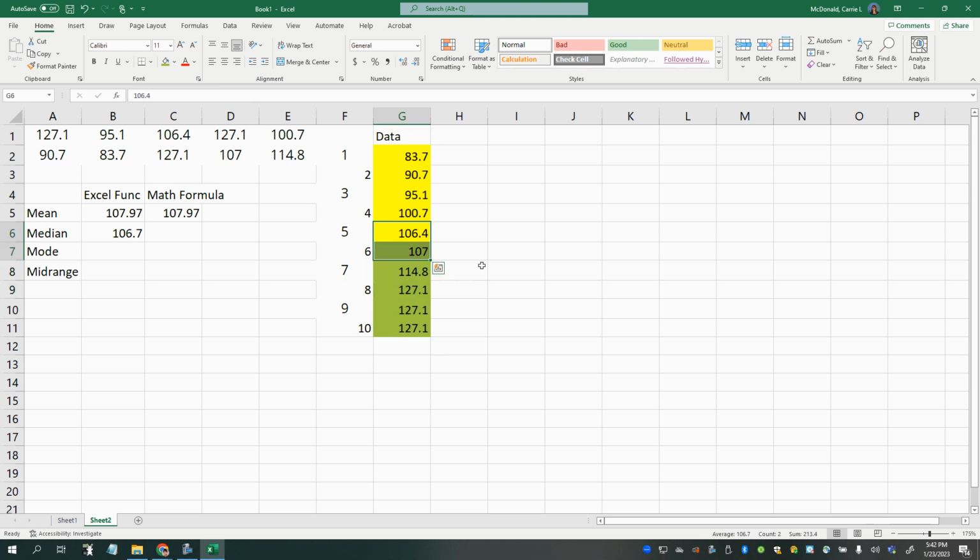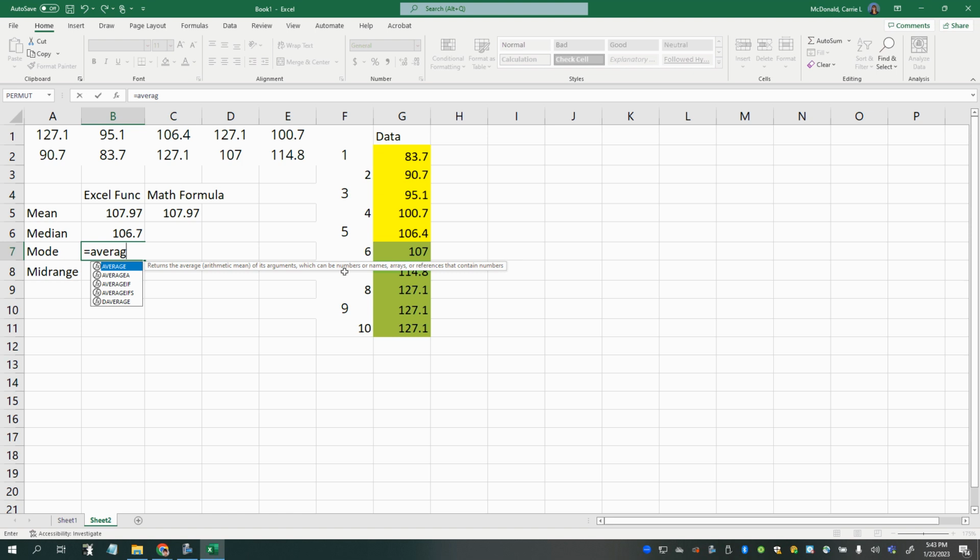Now, if it was an odd number of data values, we would just use whatever value was right in the middle. But since this is an even number of values, what we need to do is actually add up these two values and divide by 2. Now, you can either add them up, and again, you're going to need parentheses to keep the sum, when you add 106.4 and 107, and then divide by 2. Notice the parentheses. That will get me my answer. Another way is to do the average of the two middle values, like that.